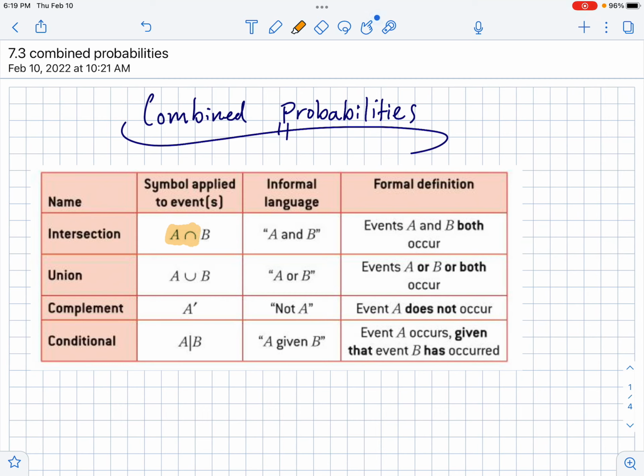So this symbol right here between A and B is an intersection symbol. It means A and B. It's when events A and B both occur at the same time.